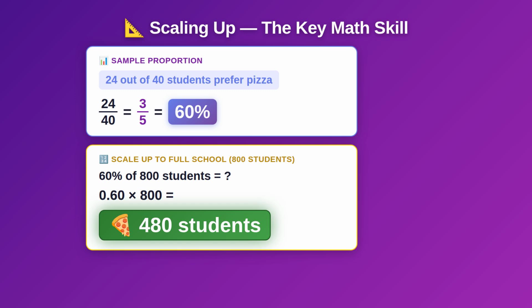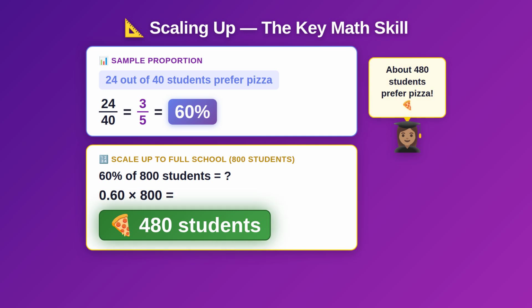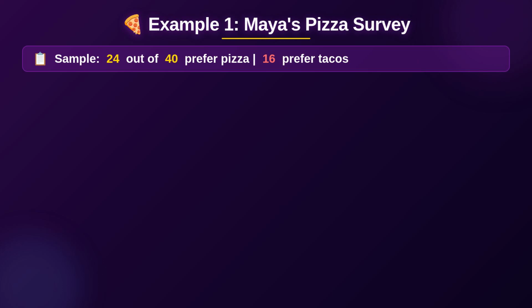Now she scales up. If 60% of her sample prefers pizza, she predicts that 60% of all 800 students prefer pizza too. 60% of 800 is 480 students. So Maya's inference is about 480 students in the school prefer pizza over tacos. That's the power of proportional reasoning.